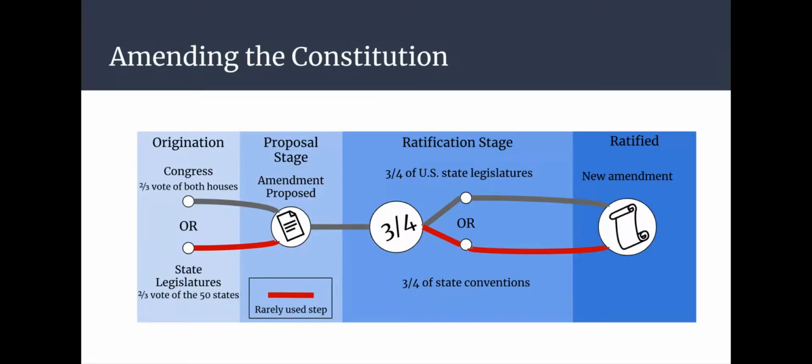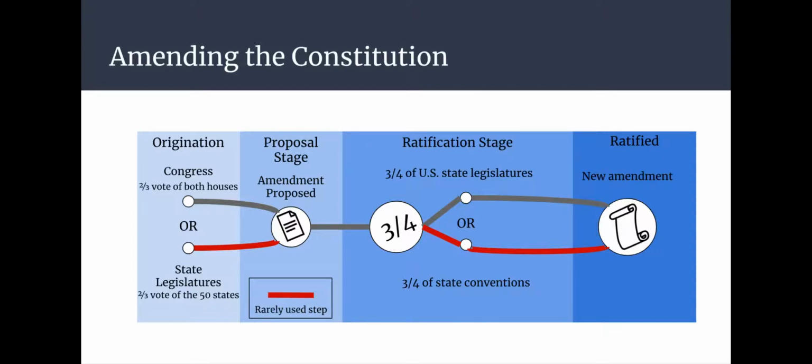So this diagram, I think, does a good job of showing you how an amendment is ratified. You can see up top, following the gray line, 2/3 of both houses of Congress can decide on proposing an amendment. Once that amendment's proposed, you need either 3/4 of U.S. state legislatures to ratify it, or 3/4 of the state conventions.